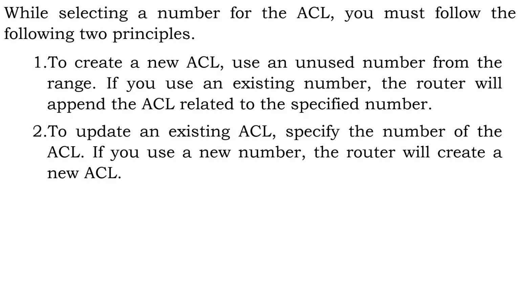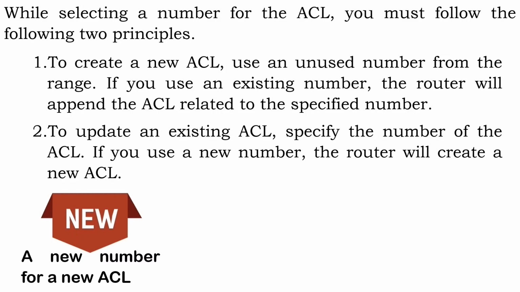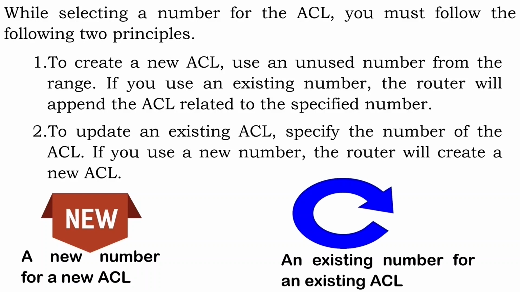To create a new ACL, use an unused number from the range. If you use an existing number, the router will append the entry to the ACL related to the specified number. To update an existing ACL, specify the number of the ACL. If you use a new number, the router will create a new ACL.